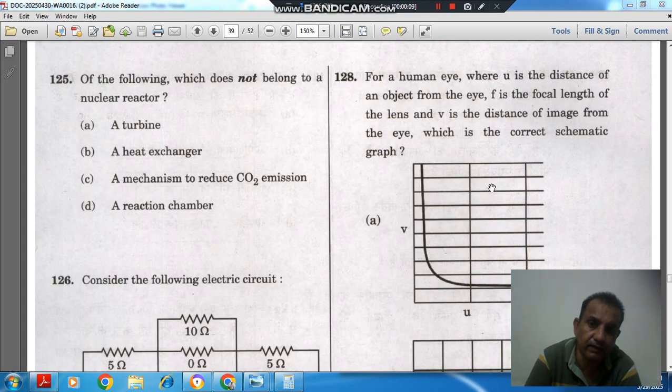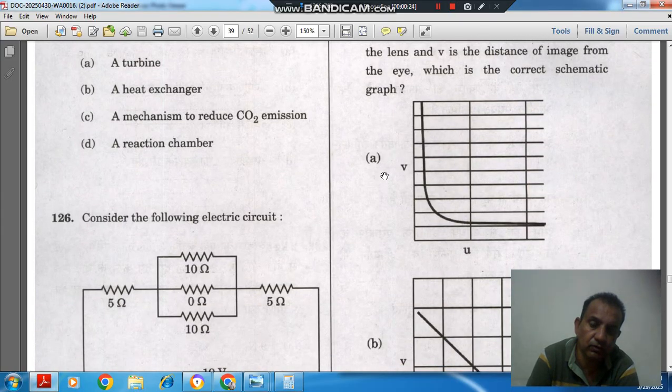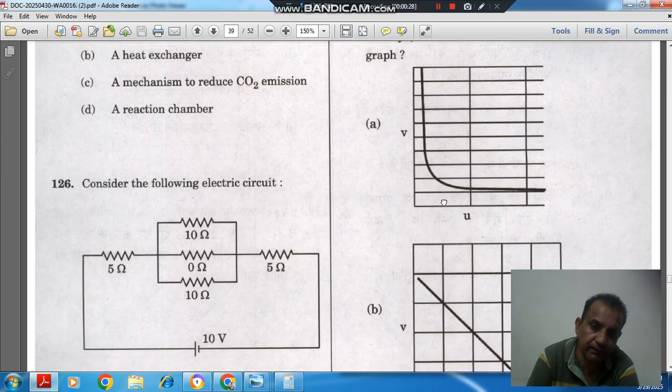Question number 128: for a human eye, where u is the distance of an object from the eye, f is the focal length of the lens, and v is the distance of the image from the eye, which is the correct schematic graph? So this is option A, this is V, this is U, and the graph is like that.